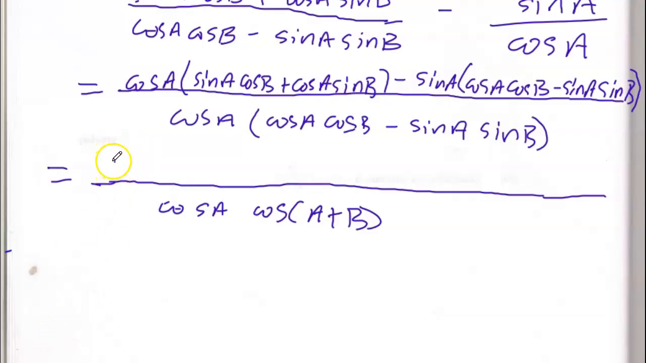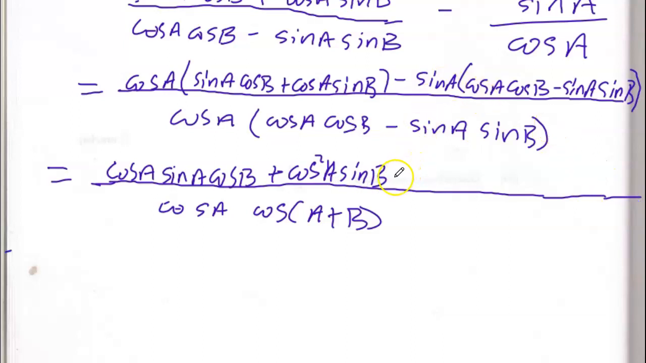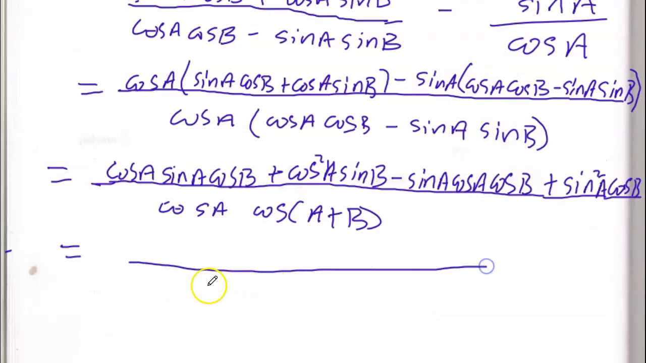I'm going to distribute the cos A to each term in the bracket. For the second term, the cos A and the cos A give us cos square, that's cos square A sin B. The other term now, we distribute the negative sin A, and then we'll have plus sin square A sin B. Oh, that cos B there at the end should be sin B. Soon change it.